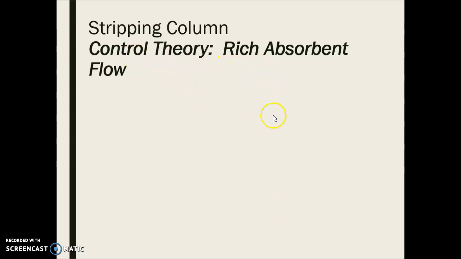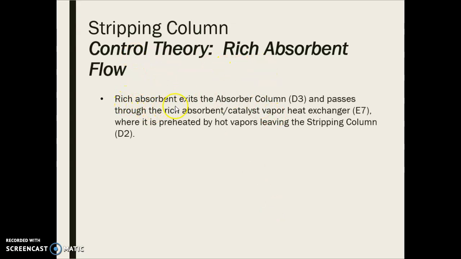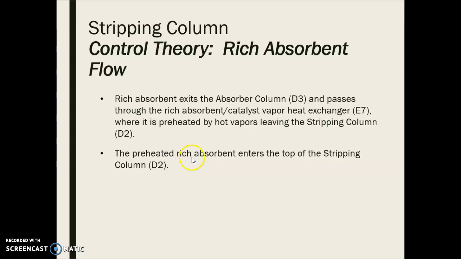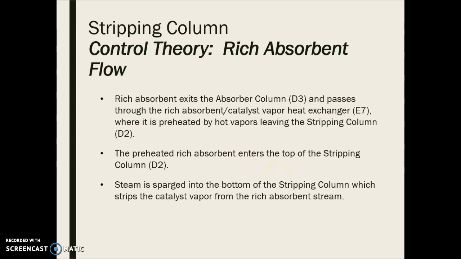Let's talk about the control theory on the rich absorbent flow. The rich absorbent exits the column D3, the absorber, and it passes through a rich absorbent catalyst vapor heat exchanger, E7. That is preheated by hot vapors leaving the stripping column. Okay. The preheated rich absorbent enters the top of the stripping column, D2. The steam is sparged at the bottom of the stripping column, and that strips the catalyst vapor from the rich absorbent stream.